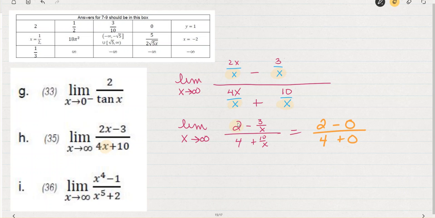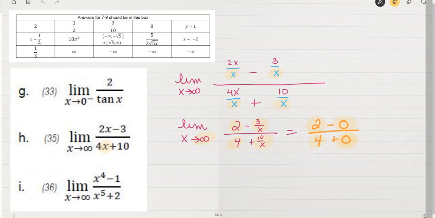The limit of 2 is 2. The limit of 3 over x as x approaches infinity is 0. The limit of 4 is 4, and the limit of 10 over x as x approaches 0 is 0. I'm sorry, as x approaches infinity, right? I misstated that. It's 0. So we end up with a 2 over 4, which you can simplify.